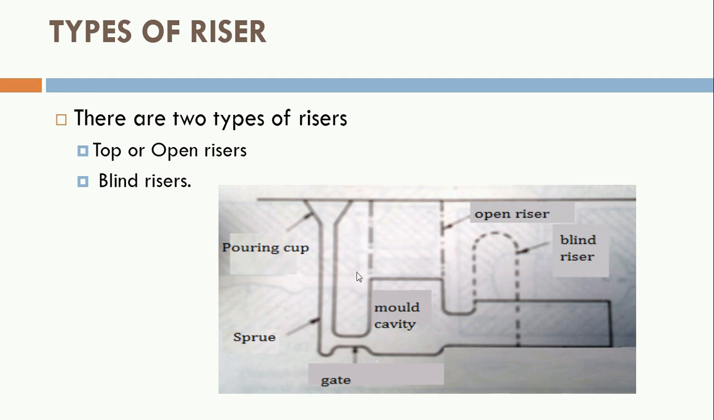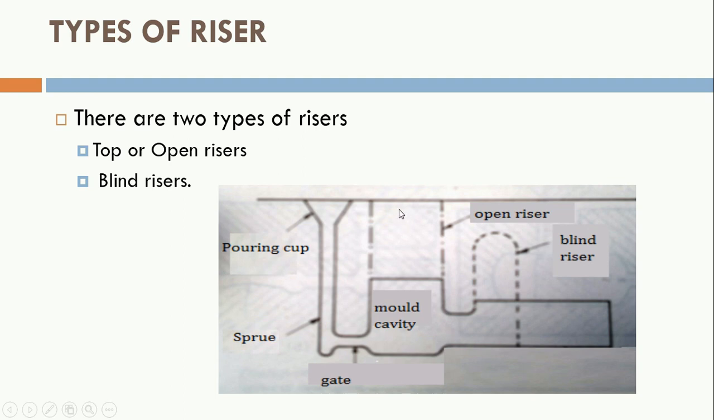Now the second difference, or third difference, we will see, that is the shape of the riser. The open riser is cylindrical in cross section, it is open to the atmosphere, and this blind riser is a rounded cavity. Again this open riser is easy to mold but difficult to remove. Easy to mold means making the impression of this open riser inside this mold cavity is very easy. That is, the molding operation of the open riser is easy, but it is difficult to remove.